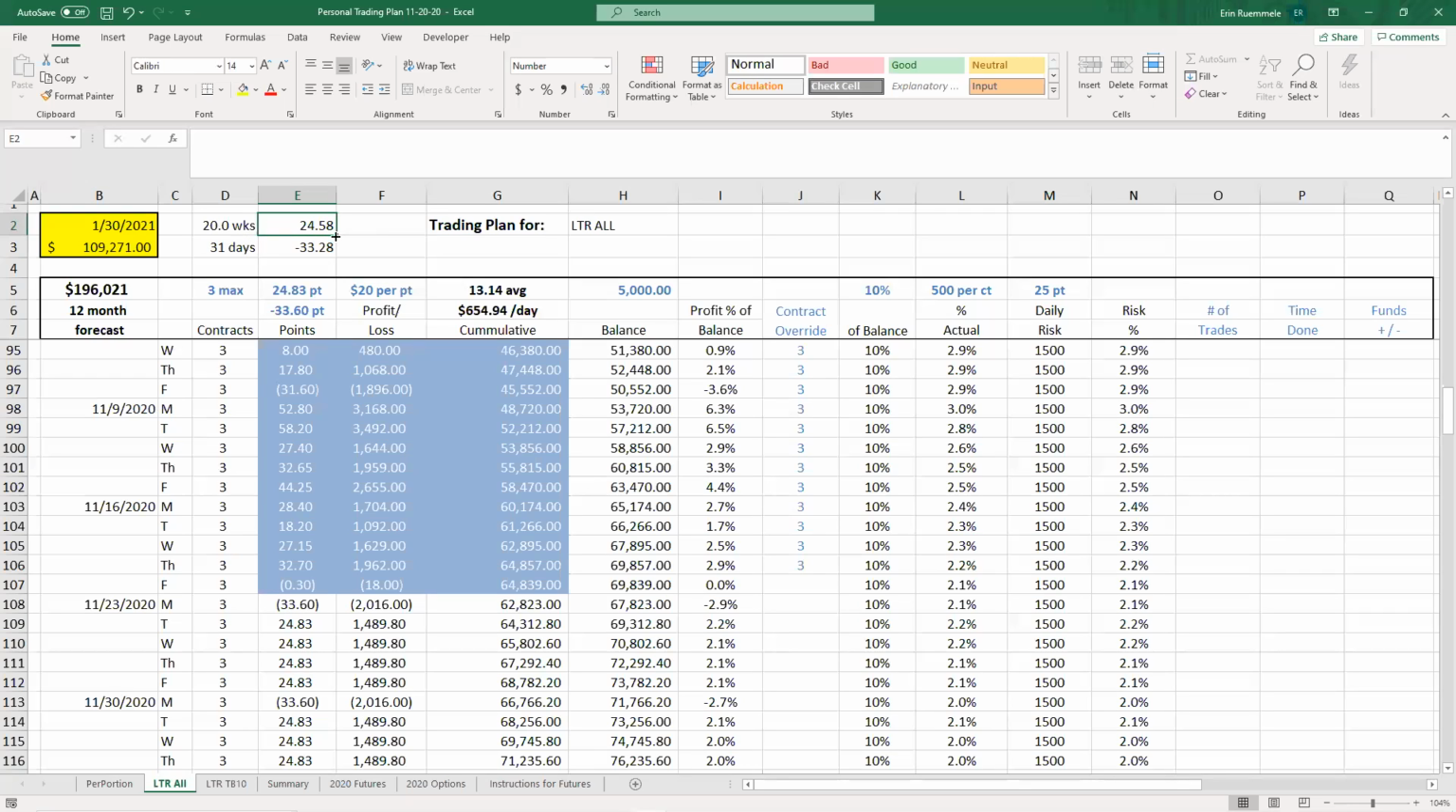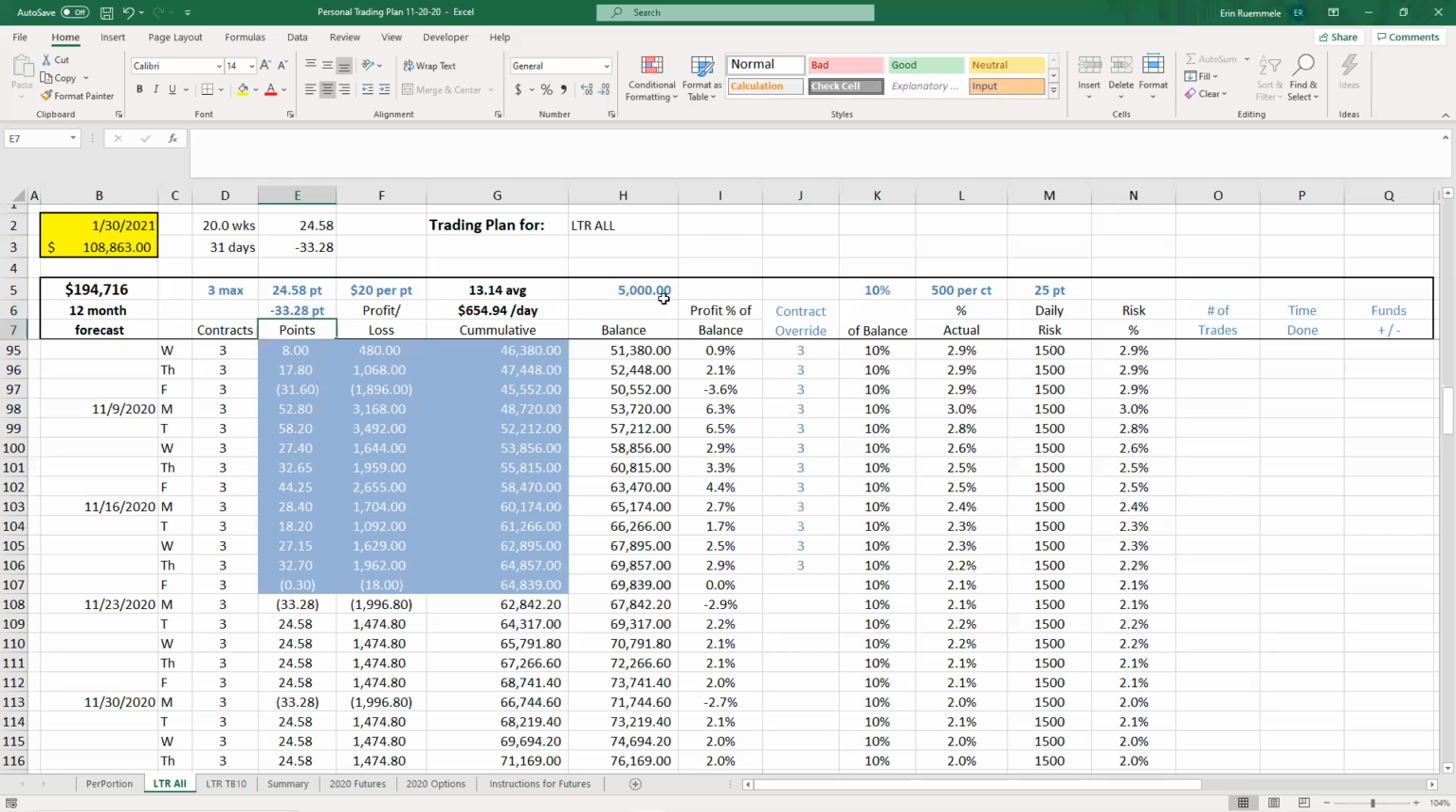So we weight this to then reflect that one losing day a week average. With that being said, 24.58 we'll put in for our profitable days. And then this number actually went down, so our losing days are 33.28. And you can see it didn't affect our 12-month forecast that much here. So now we're at $194,716. Keeping in mind, we've started with a $5,000 account.